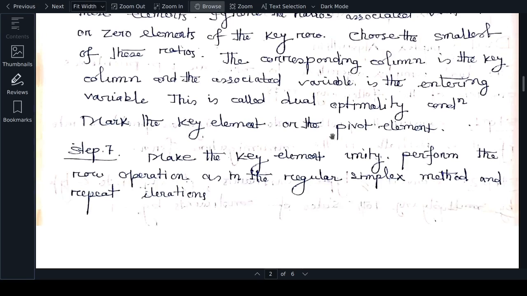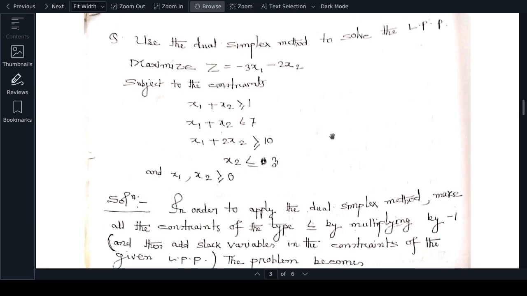So first see the problem on the next page. Use the dual simplex method to solve the LPP. Maximize z equal to minus 3x1 minus 2x2, subject to the constraints x1 plus x2 greater than or equal to 1, x1 plus x2 less than or equal to 7, x1 plus 2x2 greater than or equal to 10, x2 less than or equal to 3, and x1, x2 greater than or equal to 0.